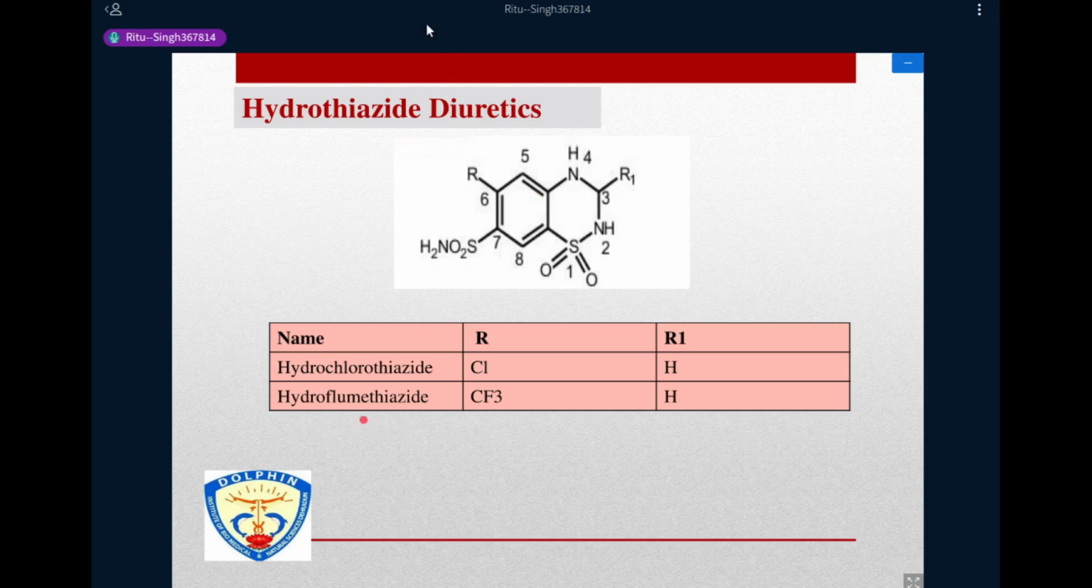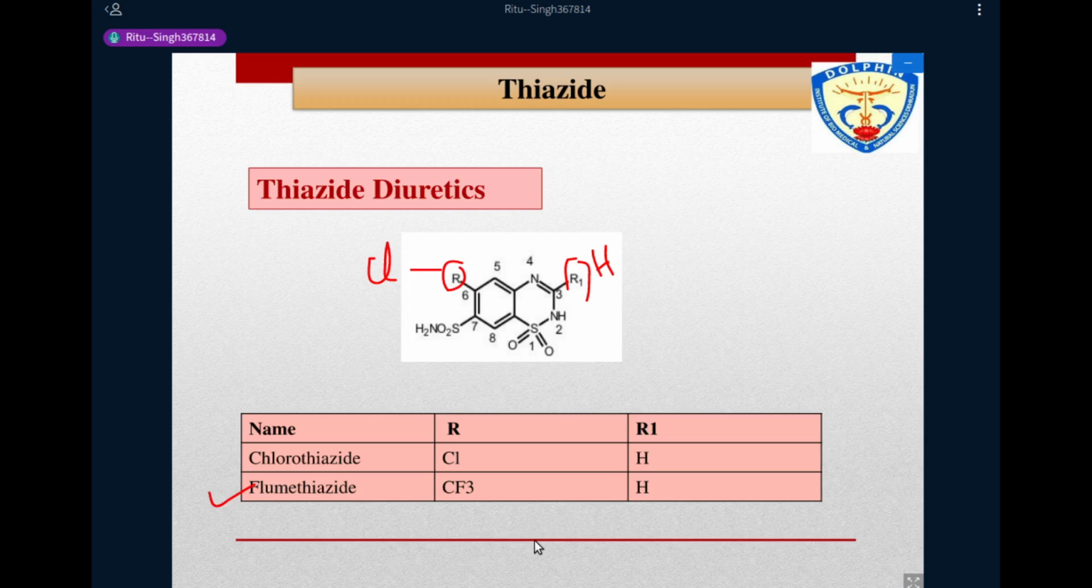And the second drug is hydroflumethiazide. At the 6th position, a CF3 group is attached. This CF3 group is attached at the R position, at the 6th position. And for the R1 position, the H atom is attached in the structure of hydroflumethiazide. Okay, so now for the SAR points. SAR is structural activity relationship.